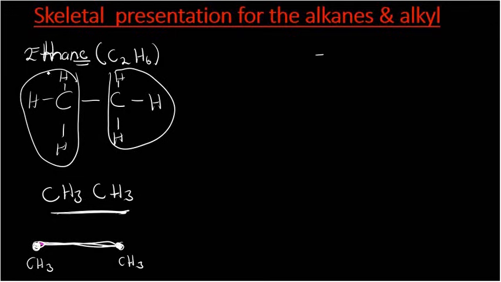Now, when we take this ethane to what we know as ethyl, let's remove one hydrogen from there. It will be C2H5.